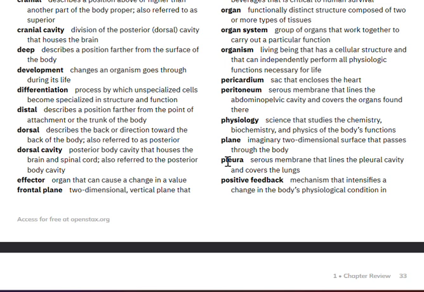Differentiation. Process by which unspecialized cells become specialized in structure and function. Distal describes a position farther from the point of attachment or the trunk of the body. Dorsal describes the back or direction toward the back of the body, also referred to as the posterior. Dorsal cavity, posterior body cavity that houses the brain and spinal cord, also referred to as the posterior body cavity.